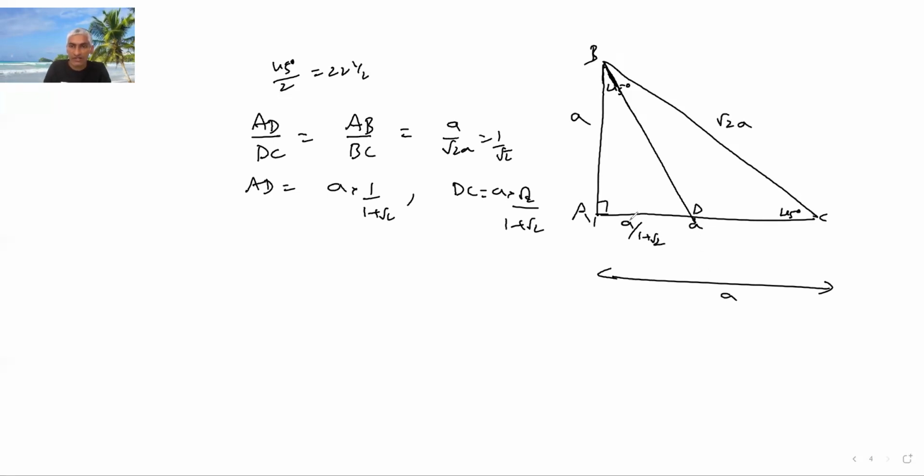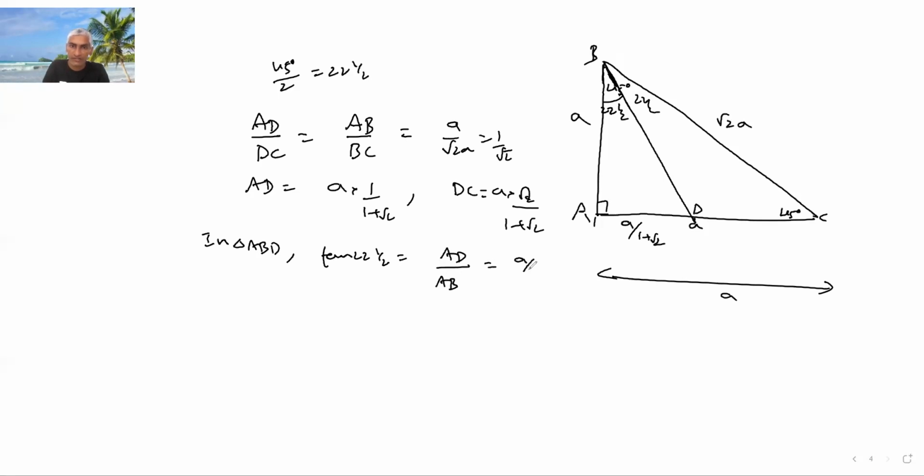Now let us take the triangle ABD. In triangle ABD, this angle is 22 and a half degrees because it is a bisector. So tan of 22 and a half degrees, I am writing tan, cot, anything you may write, will be equal to AD by AB.